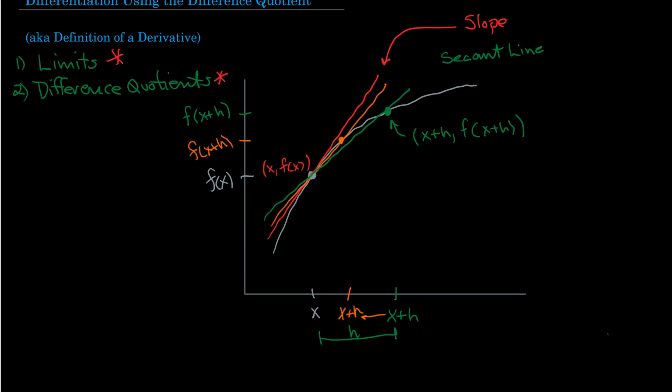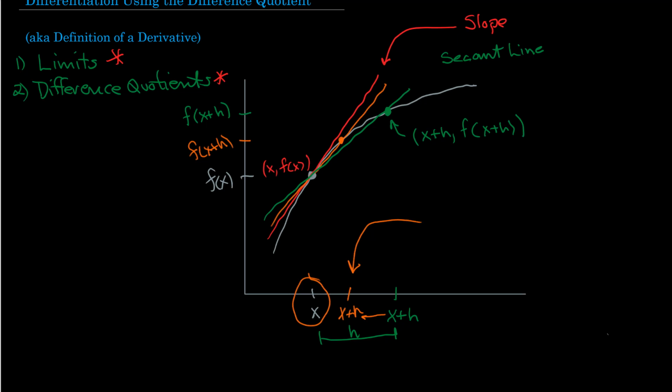You can see that as we choose x values down here on the x-axis that are closer to the point we're interested in, the slope of our secant line gets closer and closer and closer to being the slope of the tangent line. What we really want to do is get the slope of the tangent line, but we cannot because it takes 2 points. Okay, so how do we handle this?